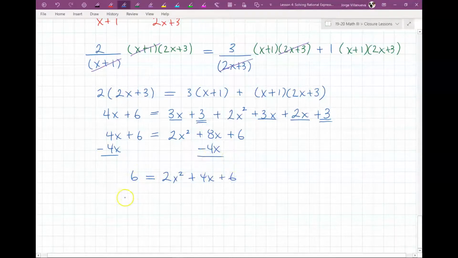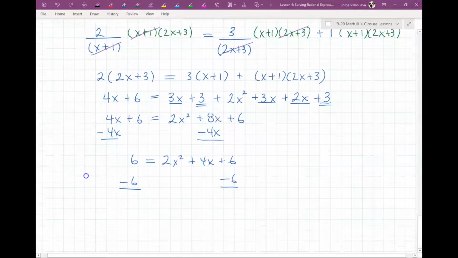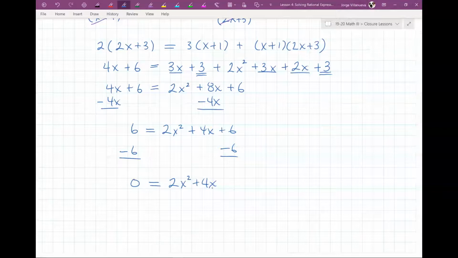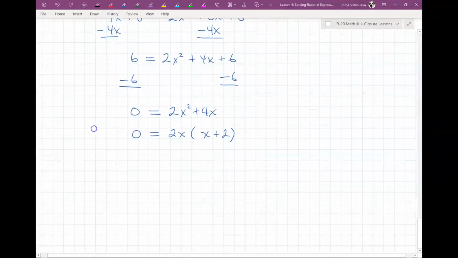And then I'm going to subtract 6. And if you're wondering, why is he moving everything over? Remember, our goal whenever we're solving is to get it set equal to 0. Okay, so now it says 0 equals 2x squared plus 4x. Now, since I have to solve, that means I'm most likely going to have to factor. Now, since this is not a trinomial, that means I'm just going to look for the greatest common factor, which would be a 2x. So I have x plus 2 as my other factor.